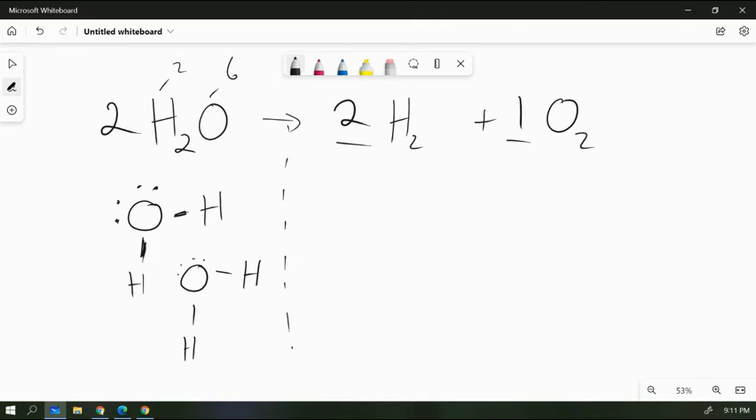So the next thing is we need to draw the Lewis structure for H2. We did that just a bit ago. We saw that it's just H and H like this, right? Pretty straightforward, and that's all we need to do there. And we have 2 of those, so let's do that one more time. And then we need to go ahead and draw our 1 oxygen molecule.